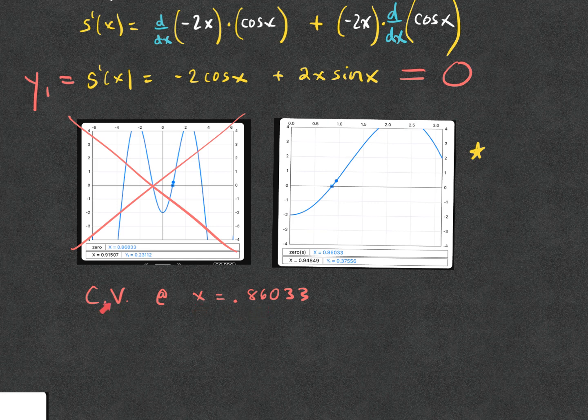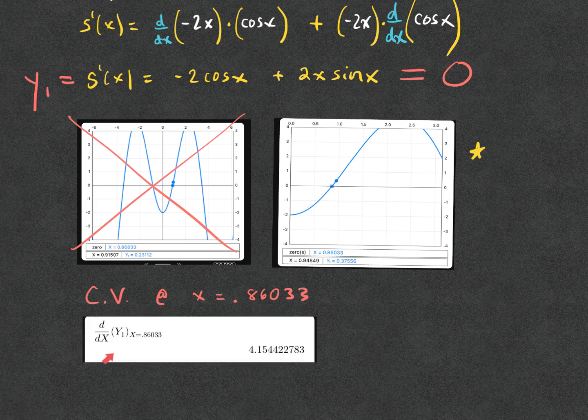We can use our calculator to quickly find the value of the second derivative, which would be the first derivative of Y1. Using my calculator, the derivative of my first derivative, which is my second derivative, when x is 0.86033, the critical value, is positive.